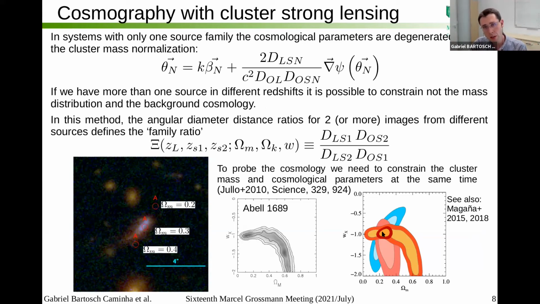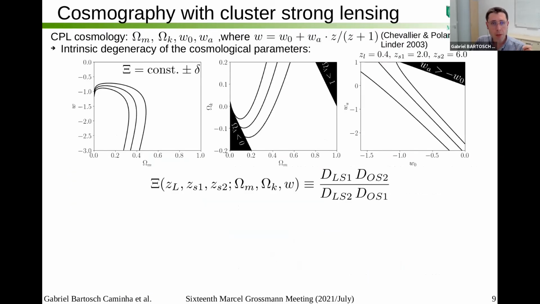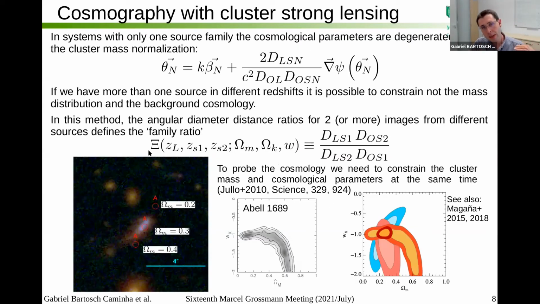And here is the combination with different probes. Here in blue is CMB, and in red is BAO, if I remember correctly. But just going back to this, in the end, what we are sensitive to, our standard ruler, let's say, is the so-called family ratio, which is this quantity here, the ratio between the angular diameter distances, in this case, for these two background sources.